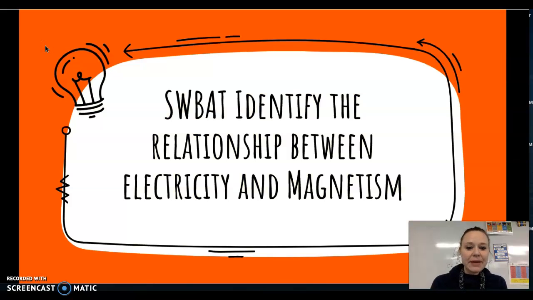So today we will be able to identify the relationship between electricity and magnetism. We've talked about electricity, we looked at electric circuits, we looked at making open and closed circuits using different materials that are either conductive or insulating. So now we are going to talk about magnetism, and then we're going to talk about the relationship between electricity and magnetism. So we're going to mix both those things back together.